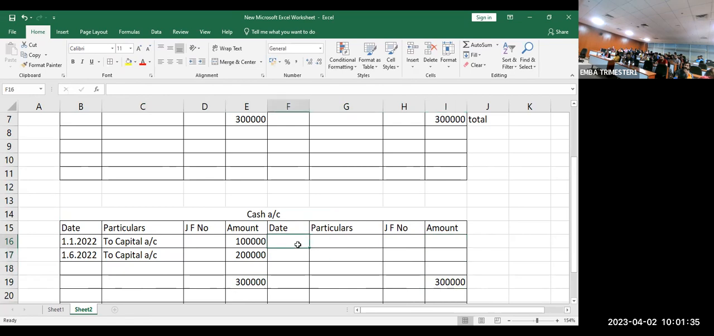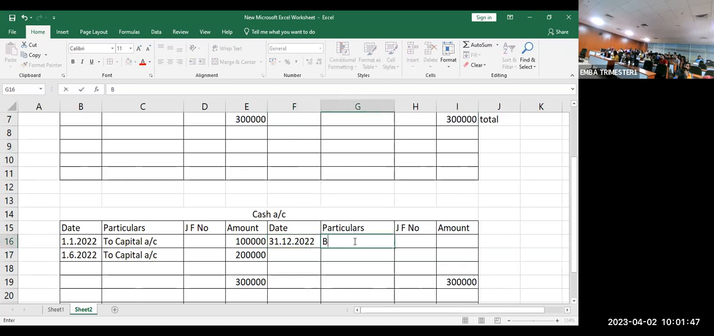Say for example, 31st December 2022, to balance, by balance, carry forward, carry down. The same amount I'm writing, 3 lakhs. This 3 lakh is nothing but this amount.